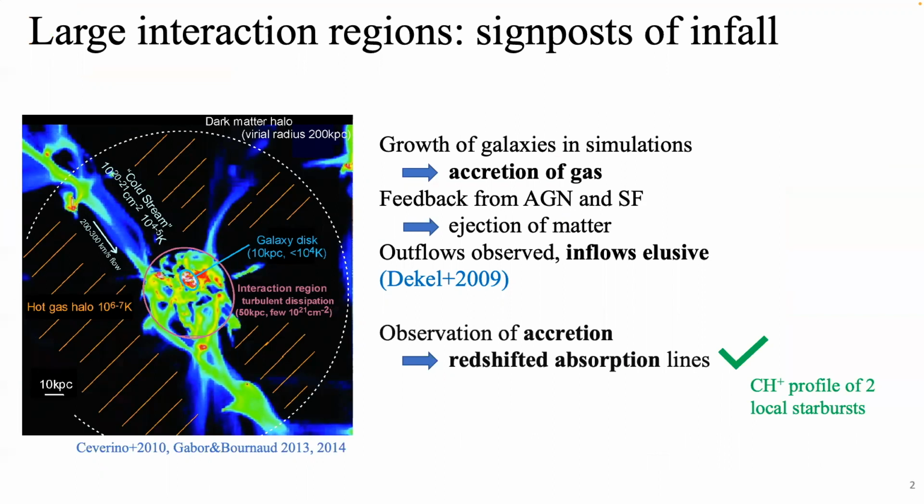So while feedback from star-forming regions and AGNs is routinely observed through powerful outflows, the observation of this accreting gas remains elusive. A way of observing this accreting gas is by detecting redshifted absorption lines with respect to the galaxy's systemic velocity. And this has been done nearby in 2 local starbursts through the profile of CH+.